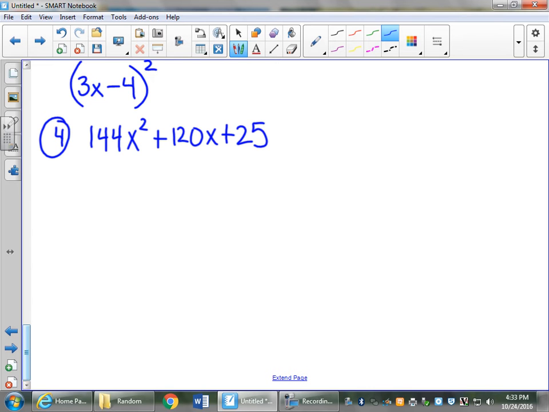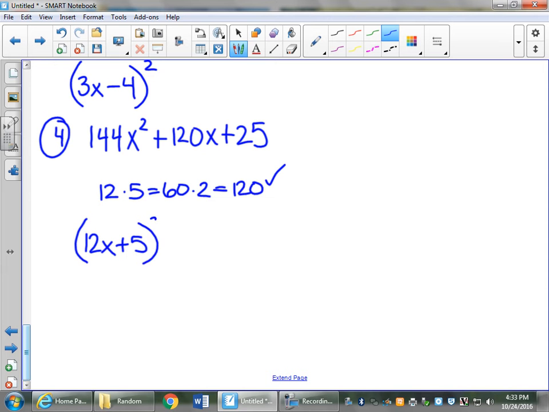I'm just going to verify that it's a PST. Square root the first, square root the last, multiply them, double it. So we're good. So my factors will be 12x plus 5 and another 12x plus 5.